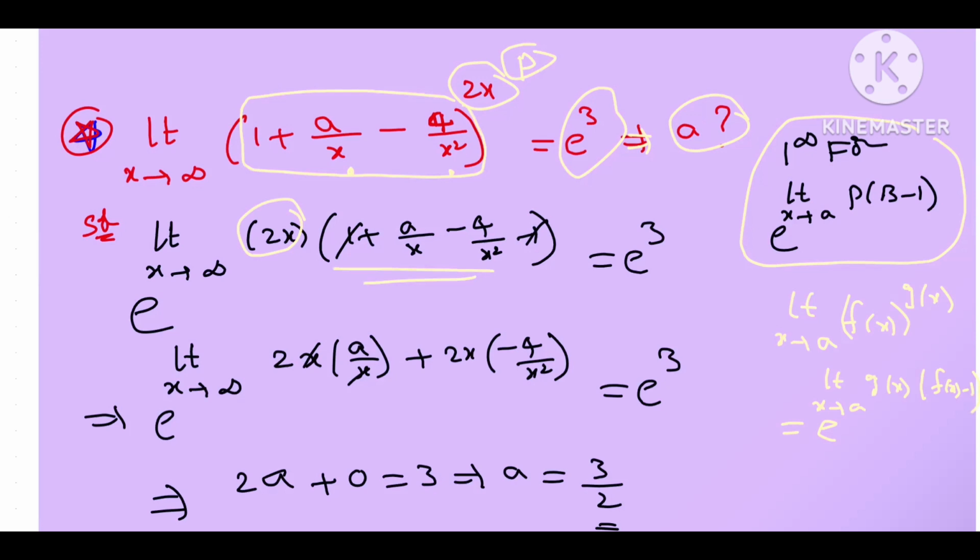So e to the power limit x tends to infinity, 2x multiplied by all. What do we get here? 2x into a by x plus 2x into minus 4 by x square. Here one x is cancelled. Bases are equal, so powers are equal. So 2a plus, in the place of x write infinity, minus 4 by infinity is nothing but 0. 2a plus 0 is equal to 3, so a is 3 by 2.